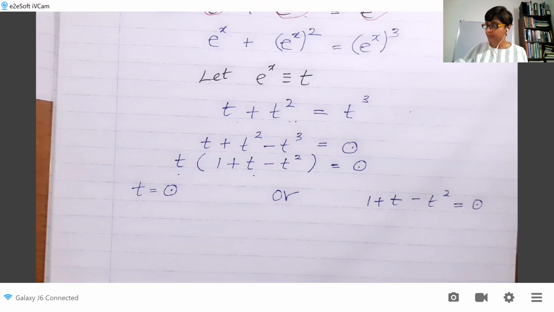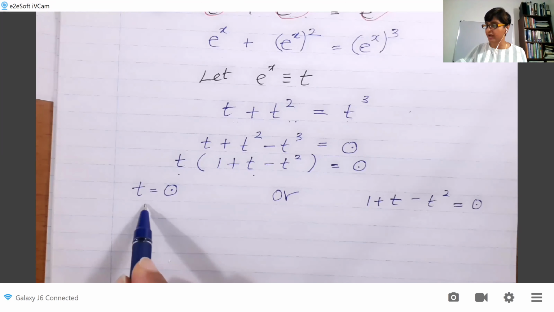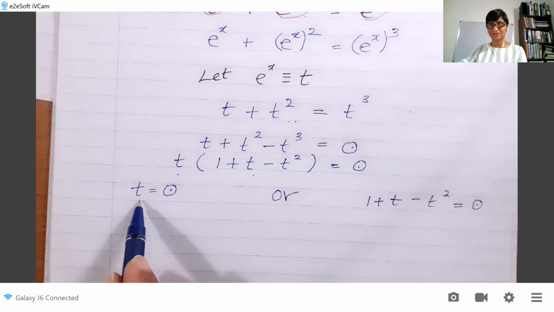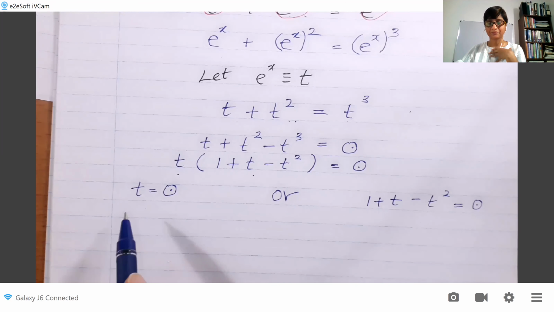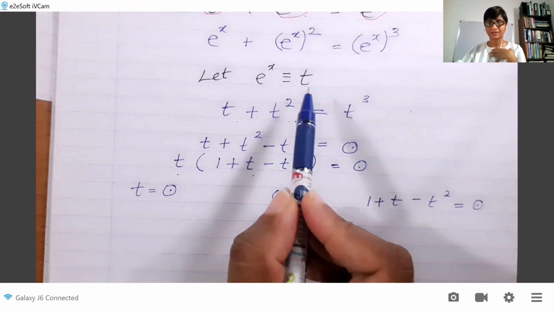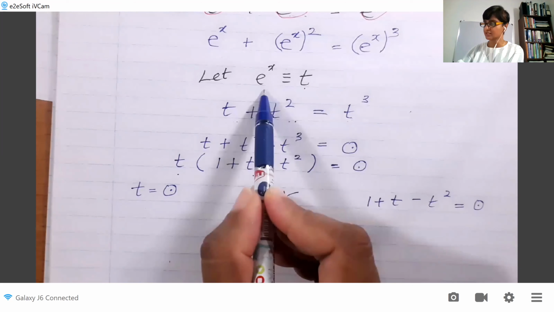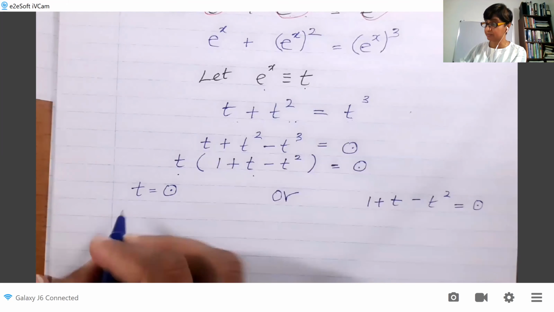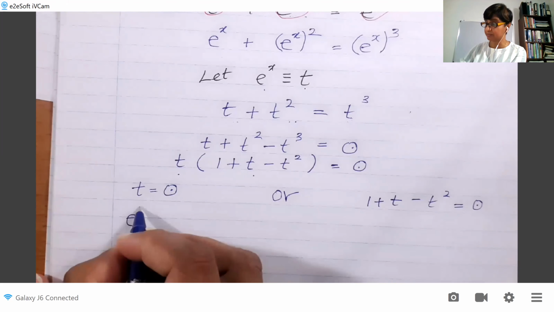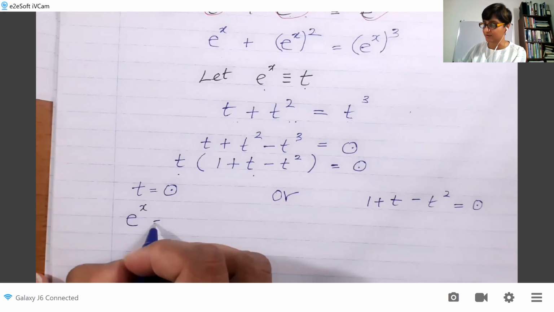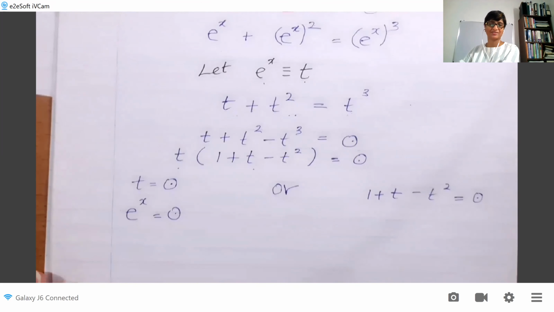So now here, I can continue solving this. Now I have solved for t. T is 0, but t is something that I took. What is t actually? T is e to the power of x. So let me bring that back here. What I have gotten here is that e to the power of x is 0. Now I can solve this.